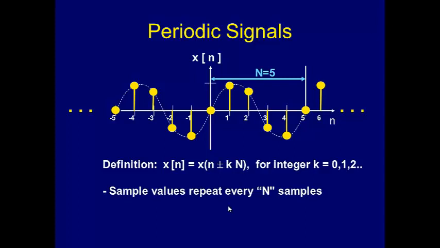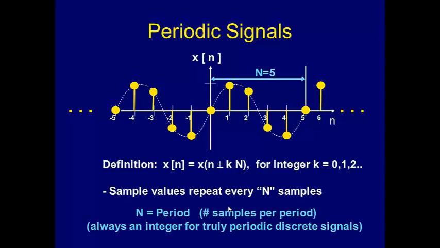So far, not too scary. Capital N then is the period. It would be considered samples per period, or samples per cycle, if you like. And capital N has to be an integer in order for us to have a periodic discrete signal. I can't need to go ahead 2.5 samples to get a repeating pattern, because it won't repeat then.